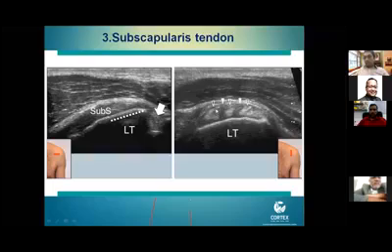It may look like some pathology, but this is a multipennate muscle. The subscapularis is a multipennate muscle, so it has several tendons. You can see 2-3 tendons, and so this is a normal view of the subscapularis tendon that you should understand.